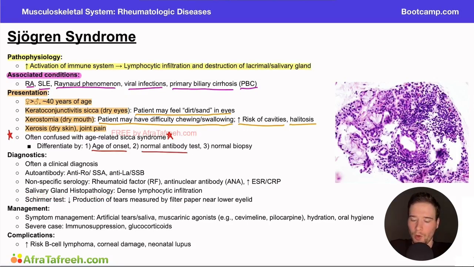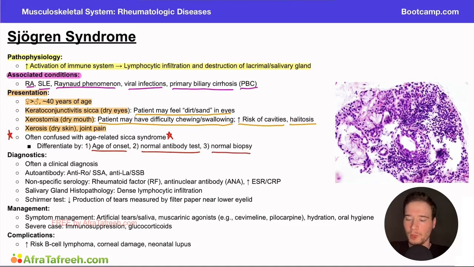And these patients would have a normal antibody test. We're going to talk about pretty soon that patients with Sjogren's actually have some different unique antibodies that can confirm the diagnosis, and we would not expect to see these antibodies in age-related sicca syndrome. And finally, we can also differentiate these by looking at the biopsy.